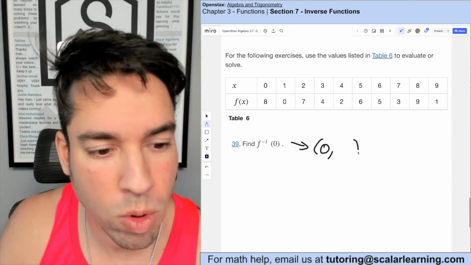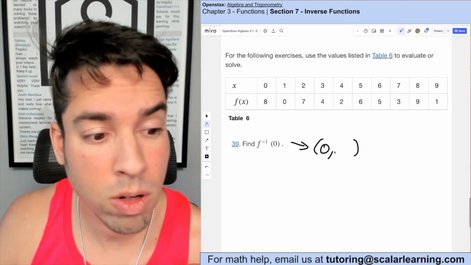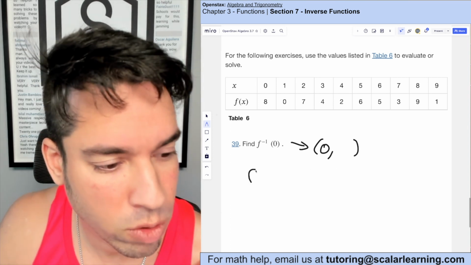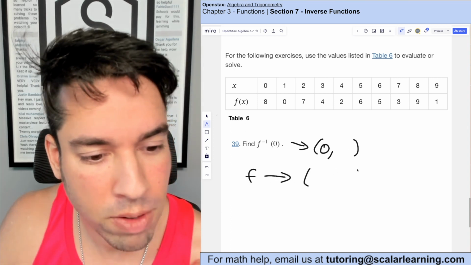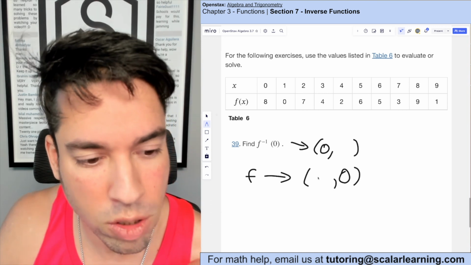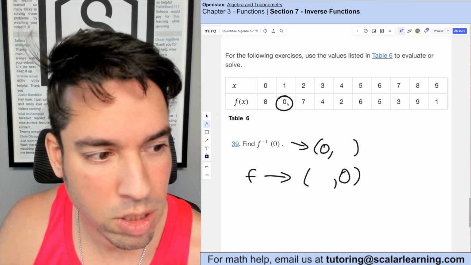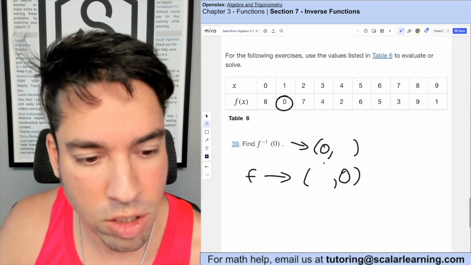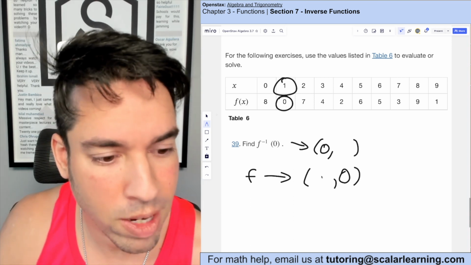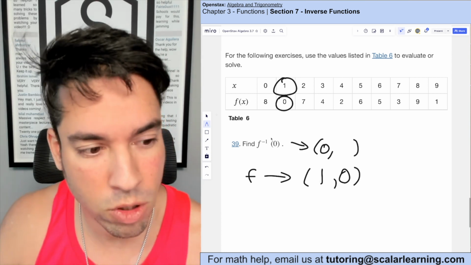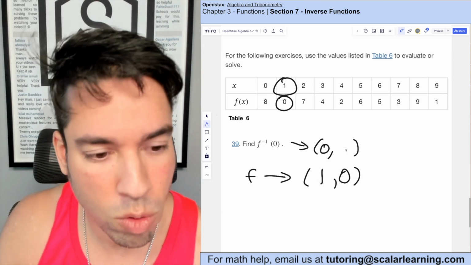For this one, we want f inverse of 0, meaning, when the inverse function has an x value of 0, what is the corresponding y value? Well, this is the same as asking for the original function, if the y value is 0, what is the corresponding x value? So we can go to this function. We can say, oh, here's f of x when f of x is 0. And the corresponding x value is 1, which means f inverse of 0 would be 1.